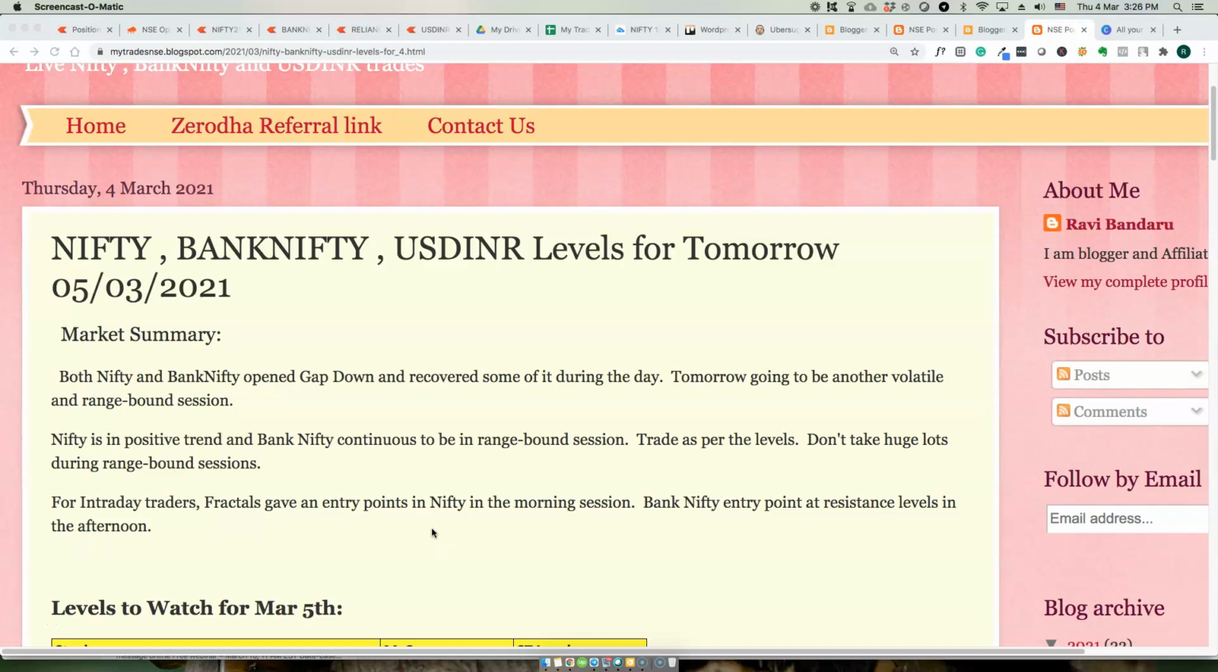So let us see today's activity, March 4th. What happened in the market, and what will be the levels for tomorrow for Nifty and Bank Nifty.